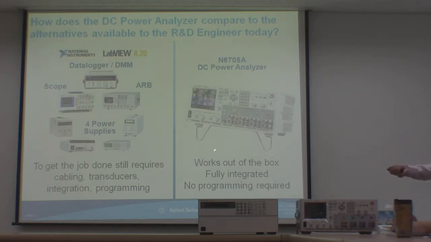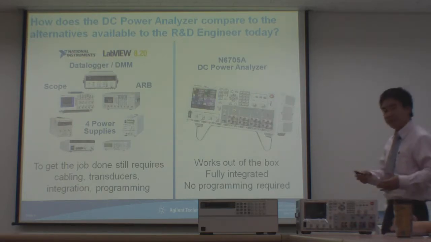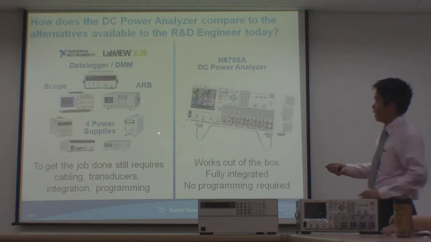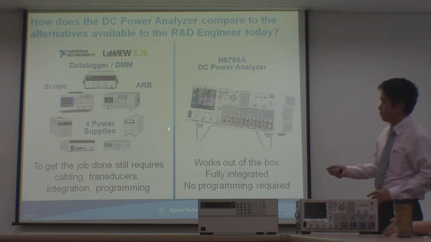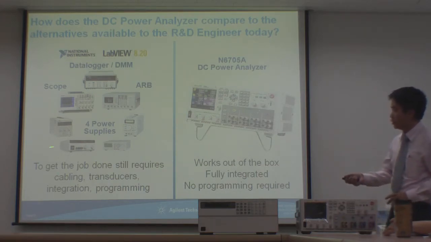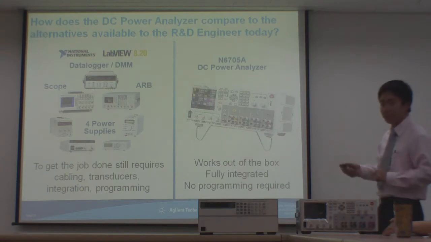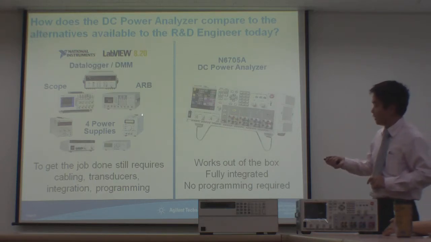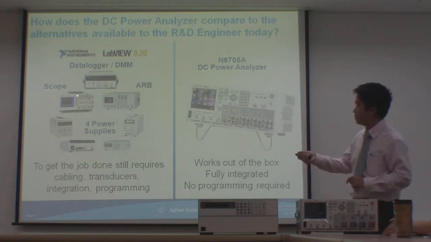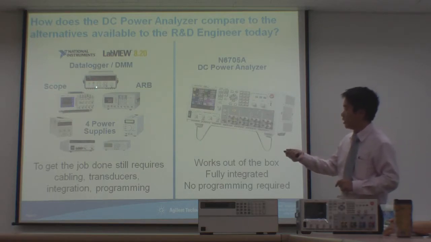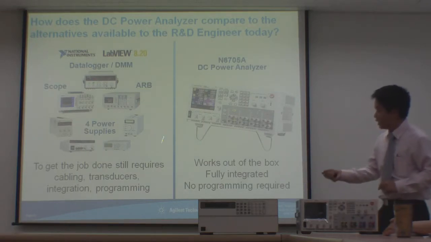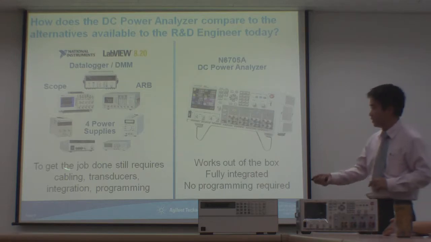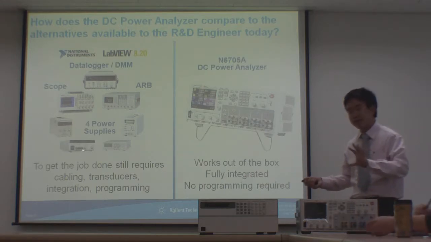And this gives you an idea of the value of this box. If we were to create our own standalone system or one-box solution, we would have to integrate all these different boxes together. So you have 4 power supplies, a scope, an ARB, a data logger, and a DMM. If you didn't have the power analyzer, this is what you would have to do. You have to integrate the boxes together.